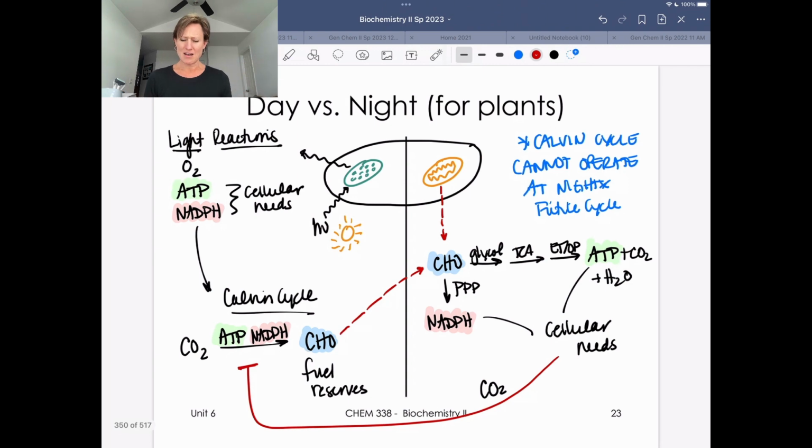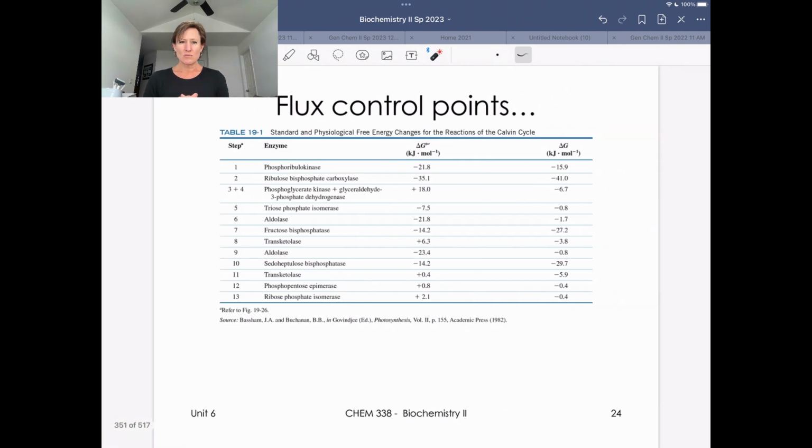So this whole idea of the light reactions and electron transport, that's not going to happen if the sun's not out, but we have to make sure that the Calvin cycle is inhibited. So how we find out how we inhibit certain metabolic pathways is we look for flux control points. So hopefully that's not something that's unfamiliar to you.